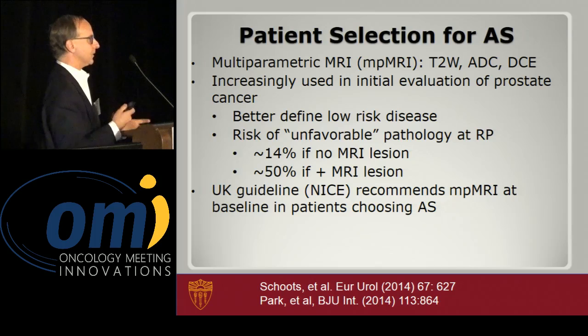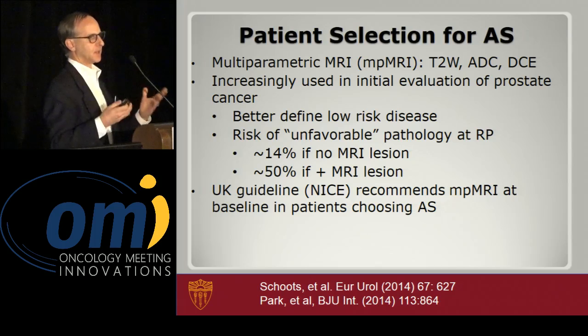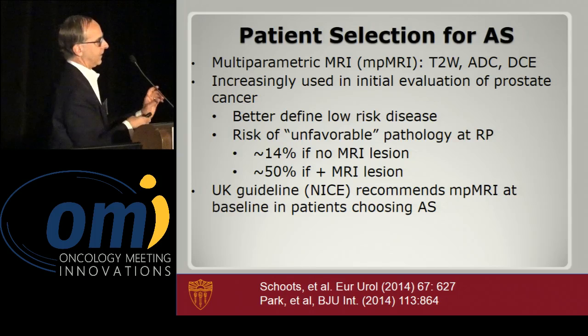So what can we use with more modern technologies to help answer some of these questions? Well, one would be imaging, and multiparametric MRI is really at the fore of this. Multiparametric MRI is not only the T2 weighted imaging, but apparent diffusion coefficient and dynamic contrast enhancement used to better define an area of abnormality within the prostate. So increasingly it's being used in the initial evaluation.